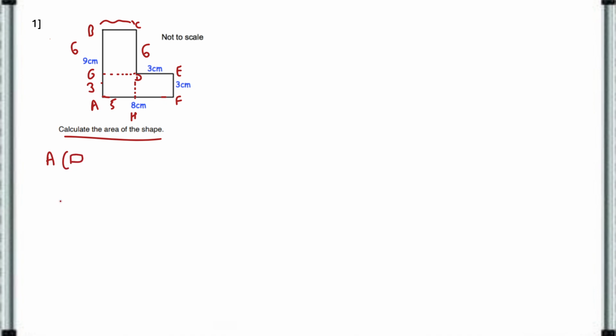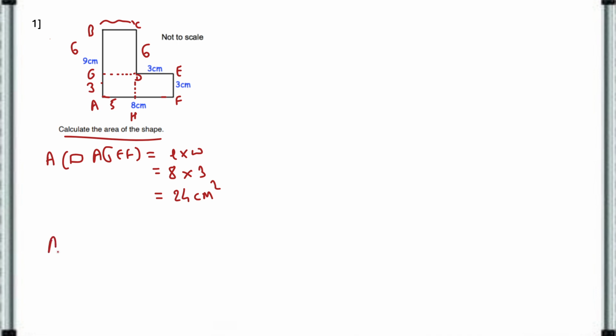rectangle. I'm considering AGEF. Okay, that is a rectangle. The formula for the area of a rectangle is length into width, right? L times W. So the length is, you can see here, 8 and the width is here 3, right? So 8 times 3 will be 24, and area we always denote in centimeter square, or if the units are in meters, we have to consider meter square, right?